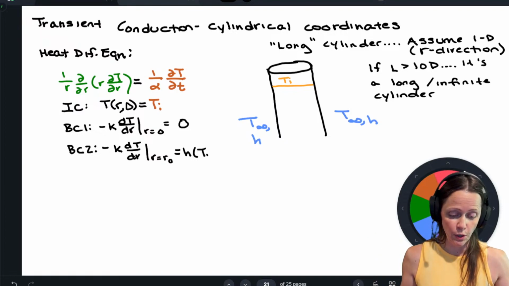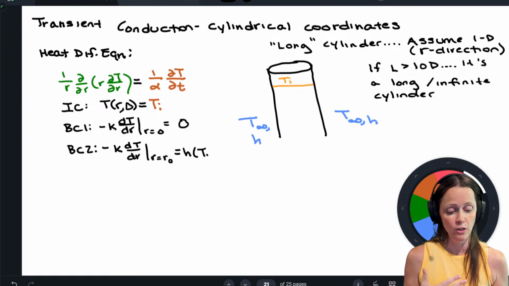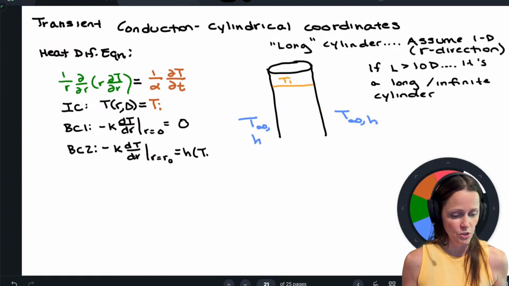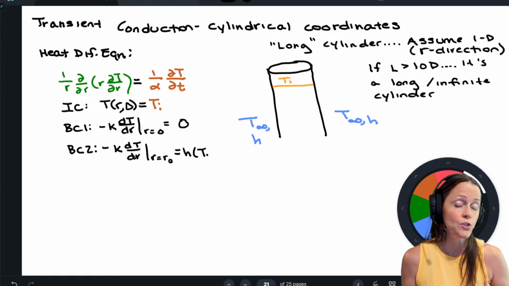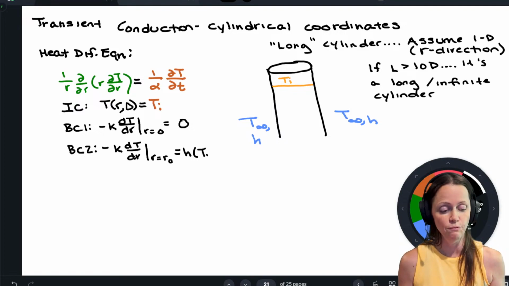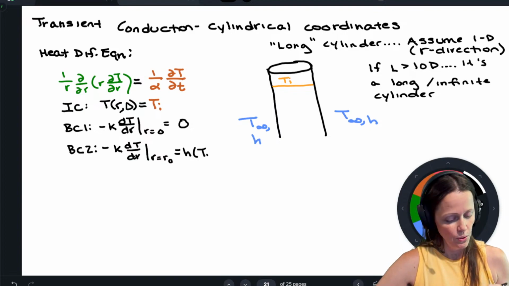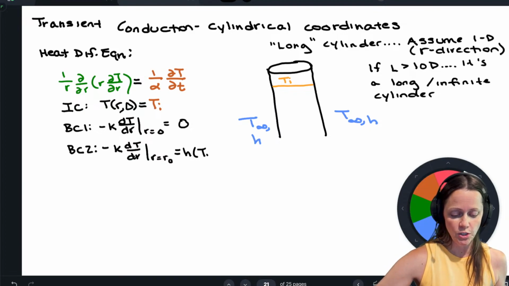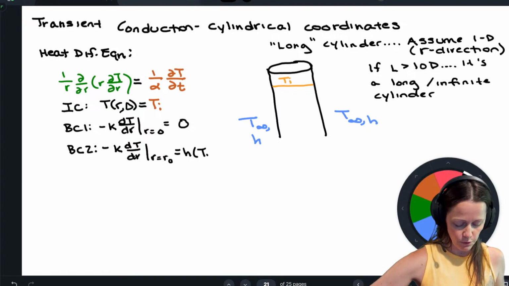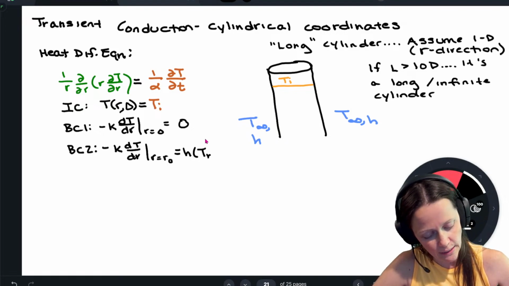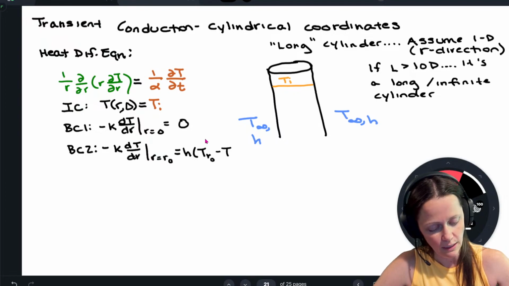But all we've gone over is the transient conduction heat diffusion equation for a long cylinder. A long cylinder is one in which the length is greater than 10 diameters. Sometimes we refer to it as an infinitely long cylinder. So we've taken our heat diffusion equation, applied an initial condition, first boundary condition. Second boundary condition is the temperature at R naught minus T infinity.